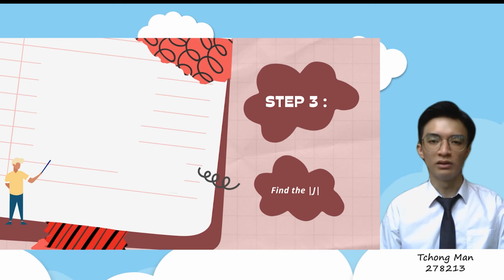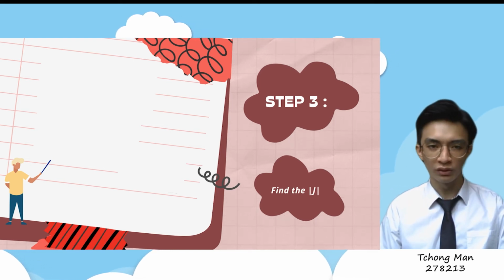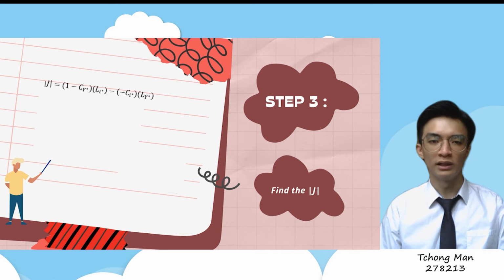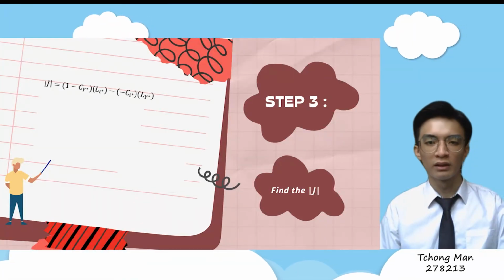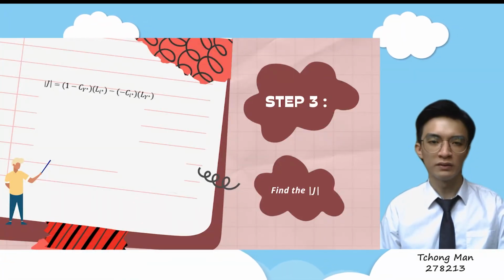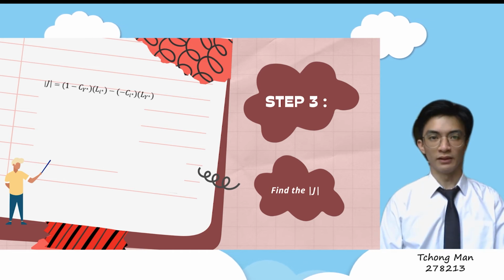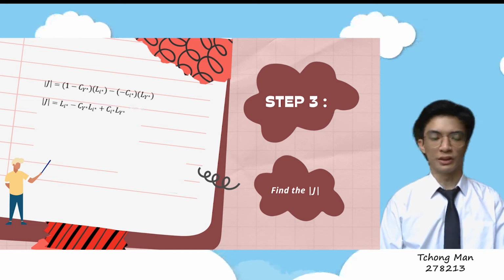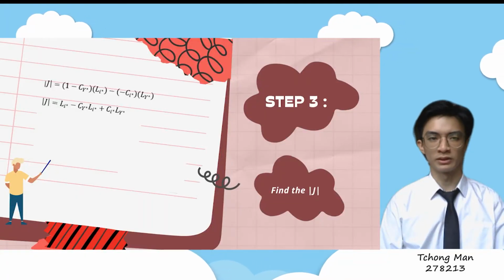Eventually, we need to find the determinant of J from the matrix form that we generated just now. In order to get the determinant of J, we let the 1 minus Cy star multiply with the Li star and minus the negative Ci star multiply with the Ly star. Then we can get an equation like this: Li star minus Cy star Li star plus Ci star Ly star.